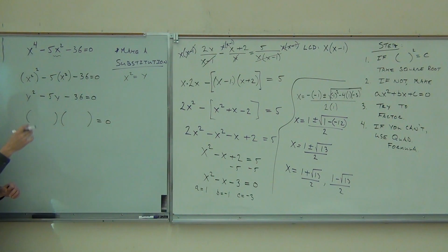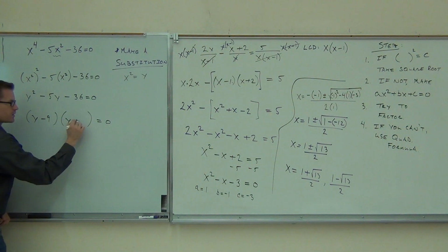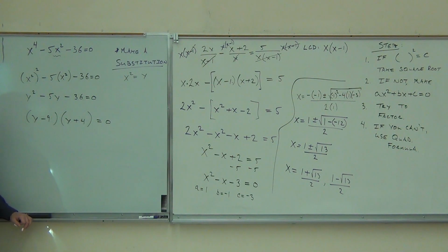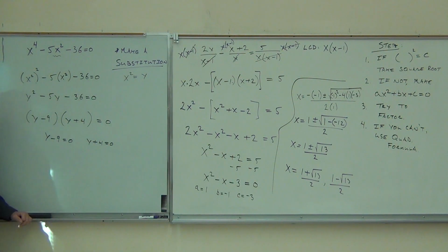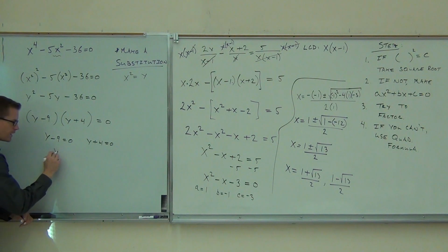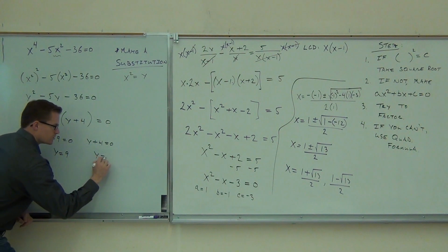you can. You're going to get 9 and 4. When you factor this, are you going to have x? No. What variable are you talking about? Y. You actually have y minus 9 and y plus 4. So y minus 9 equals 0 and y plus 4 equals 0. So y equals 9, and y equals negative 4.